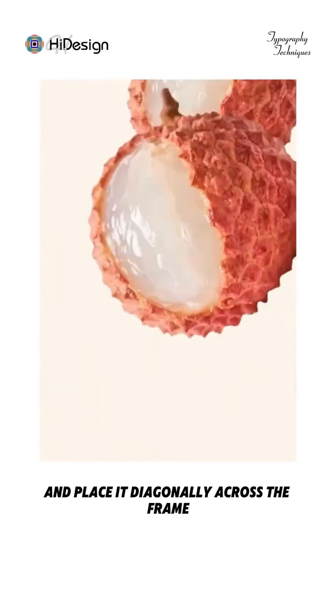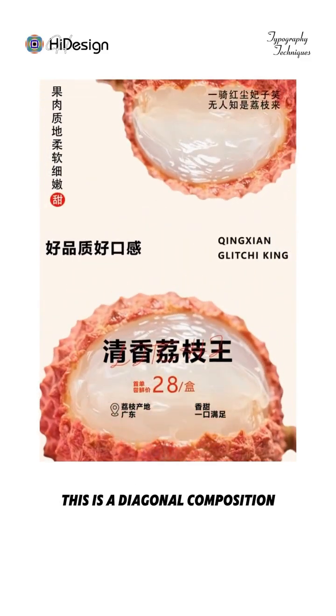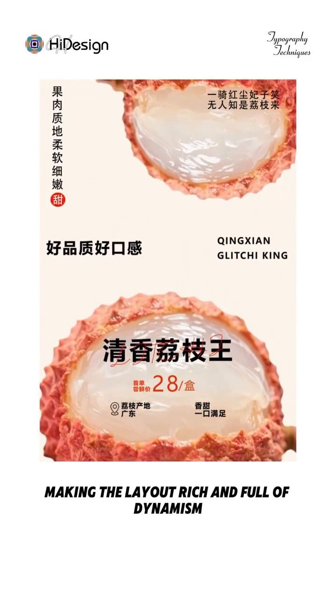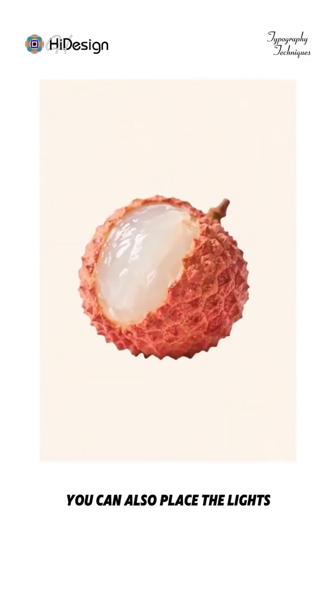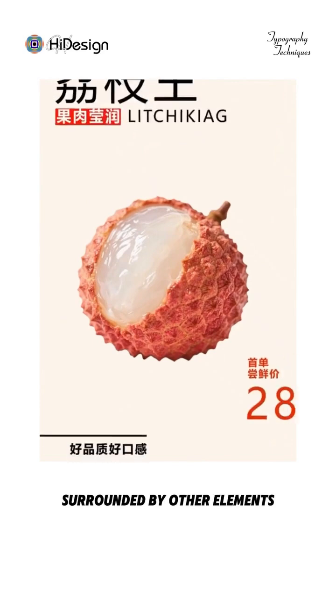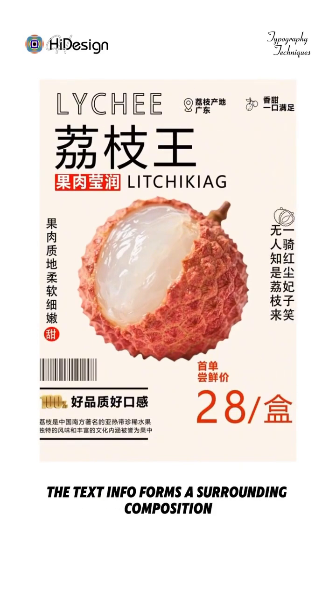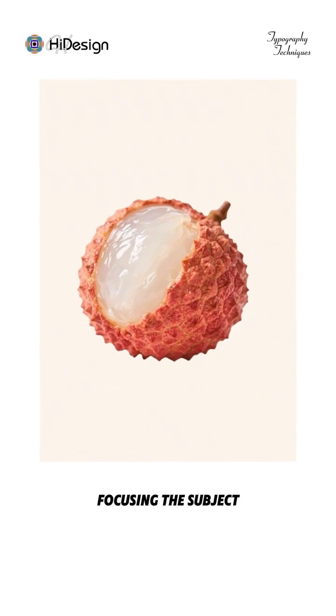Duplicate a copy and place it diagonally across the frame. This is a diagonal composition, making the layout rich and full of dynamism. You can also place the lychee in the center of the frame, surrounded by other elements. The text info forms a surrounding composition, focusing the subject.